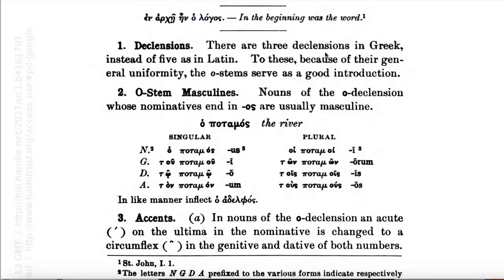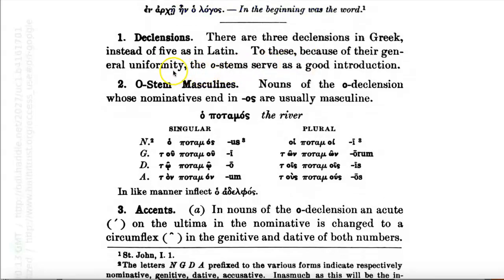There are 3 declensions, as it says. O declension has an O at the end of the stem. A declension has an A at the end of the stem. And the 3rd declension has whatever else. So there's 3: the O declension, the A declension, and the other declension. As you can see, they said the O stems are the best place to start because they're really predictable.